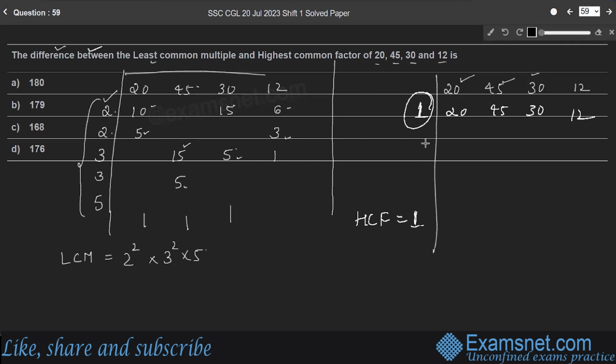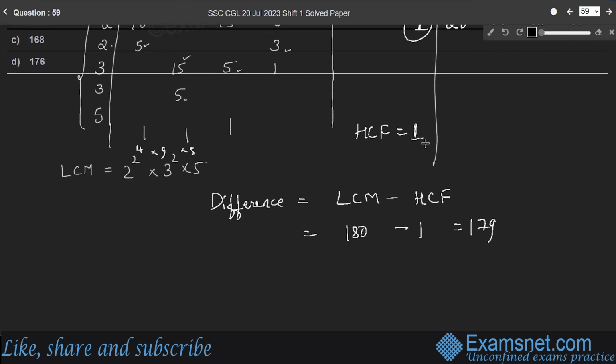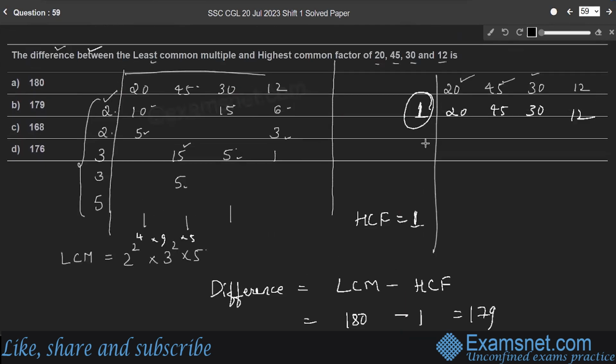Here the question is the difference between LCM and HCF. Therefore the required difference is LCM minus HCF. LCM is 2 square into 3 square into 5. 2 square is 4, 4 into 9 is 36, 36 into 5 is 180. Minus 1 is equal to 179. So here 179 is the required answer. Option B is the right answer.